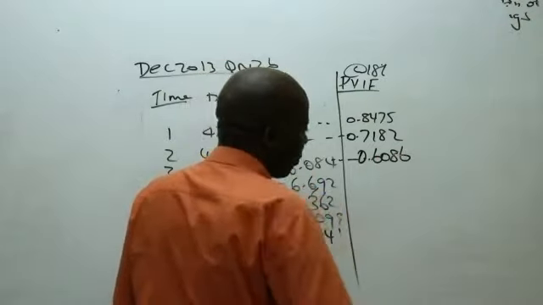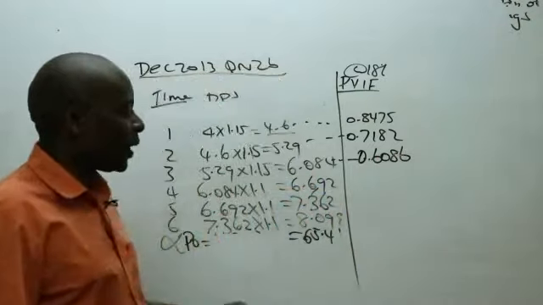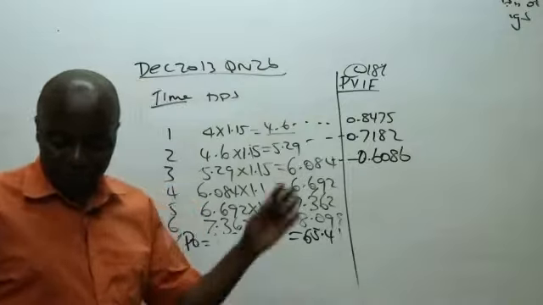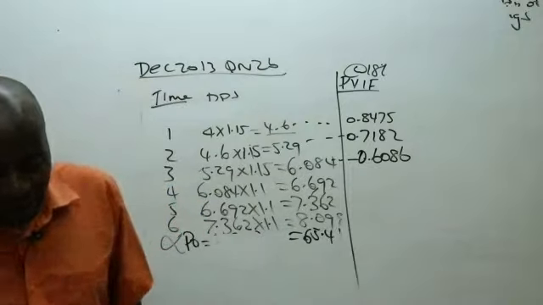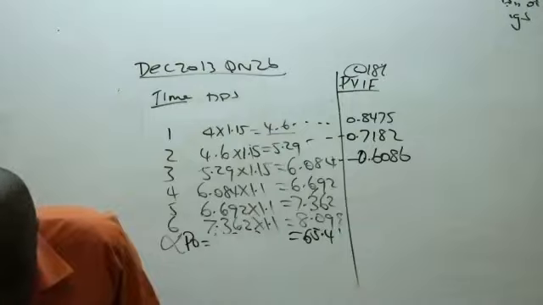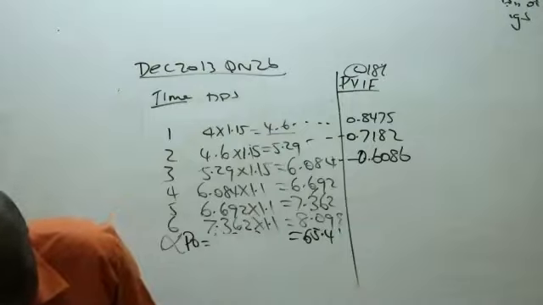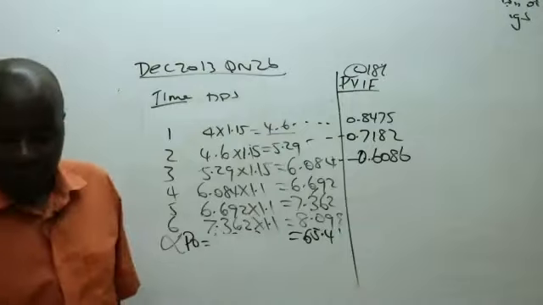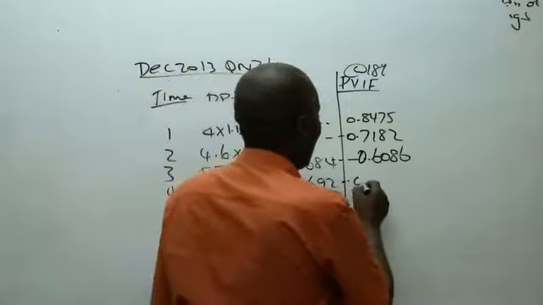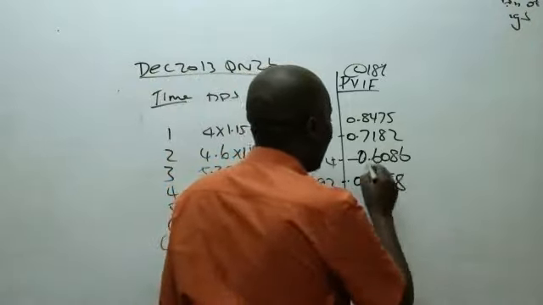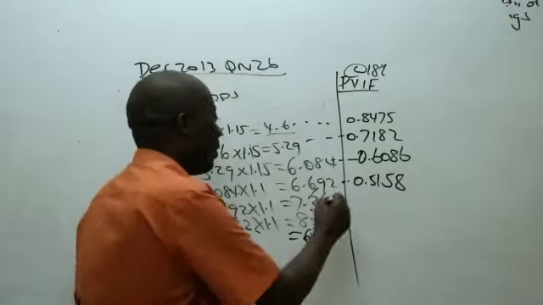0.6086, that's how it's supposed to be pronounced, but for making your life easier, we normally pronounce it the African way, the better. The next one, I'm being told, is 0.5158. 0.5158.